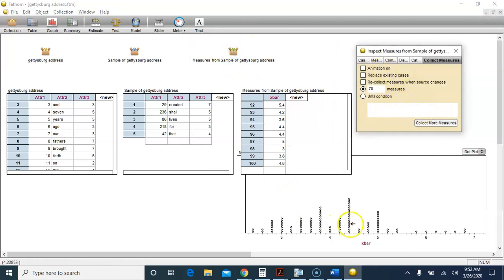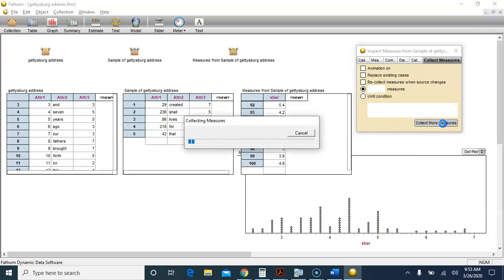So now I've got 100 x bars, and we're starting to see the distribution of these x bars take shape. That's 100. Let me do 400 more. So that'll give us 500 x bars.